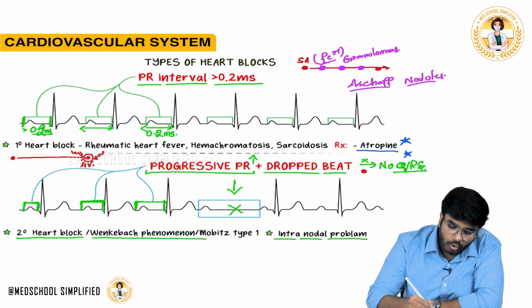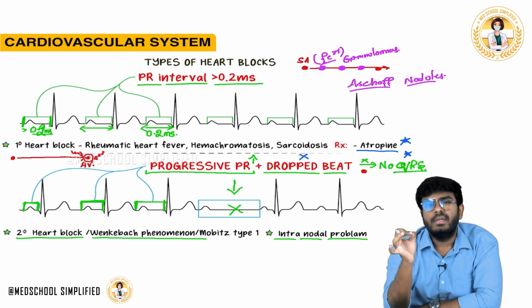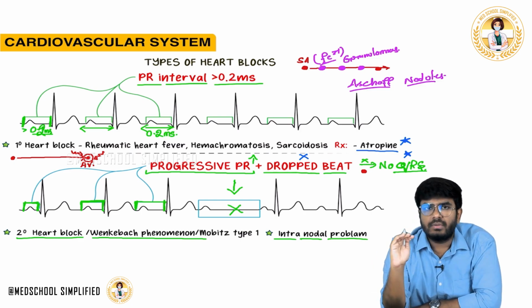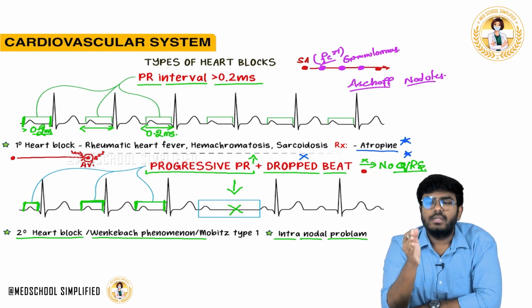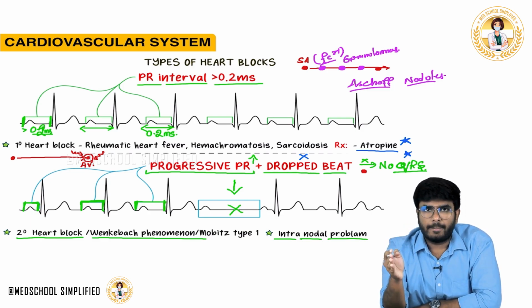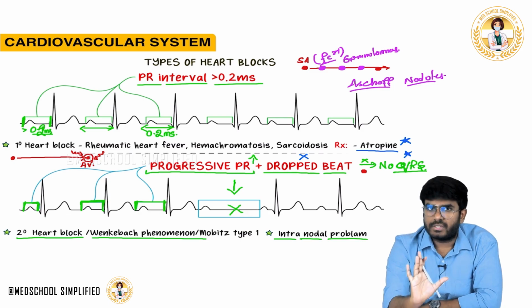Why? Because there is no sudden dropped beat, no sudden dropping of the ventricular systole. Progressively, the heart has some time to adapt. It is not happening suddenly. PR interval prolonged, then a dropped beat, so the heart will undergo adaptation.